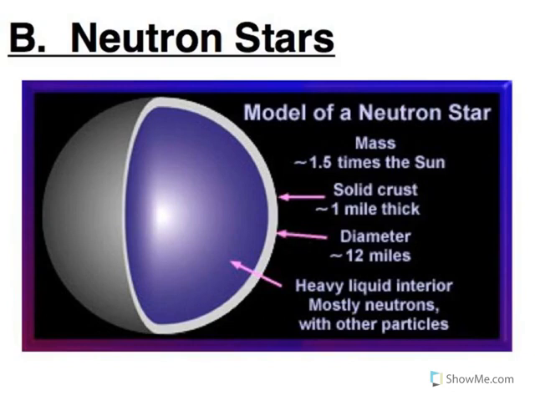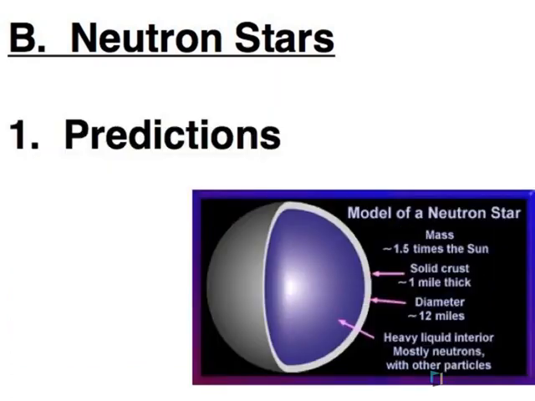Neutron stars. While the fate of lower mass stars is to become a white dwarf, high mass stars have two possible end states, and one of those is as a neutron star. Neutron stars were predicted to exist long before they were ever observed, and those predictions were based upon an understanding of stars and an understanding of physics.